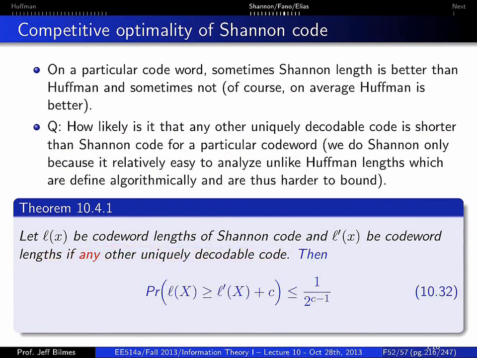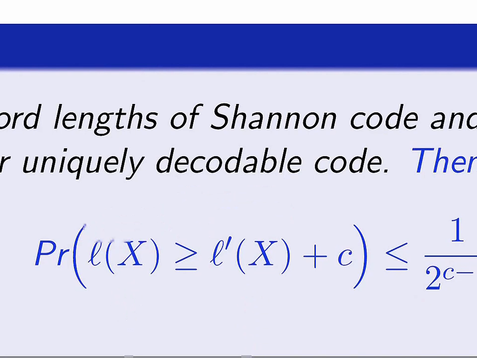And what we have is this theorem that says that the probability, first of all, where's the random variable coming from? So the random variable is x, capital X here. So it's a function of a random variable, and the function of the random variable is this indicator, which says that L of x is greater than or equal to L prime of x plus c, and it's the probability of that indicator being 1. This event, let's zoom in a little bit on this. It's the probability of the event.